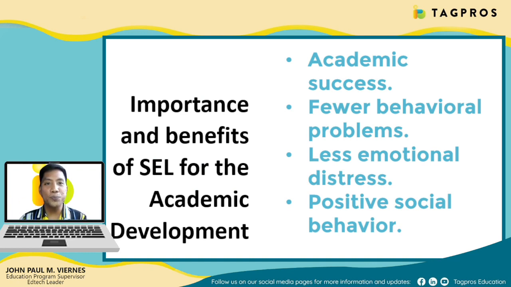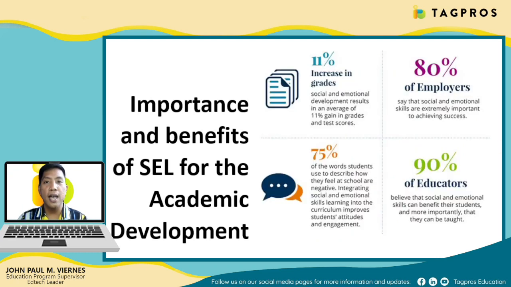So, now, for the importance and benefits of SEL, or social emotional learning, for academic development: developing stronger social emotional skills actually improves the academic performance of students. The soft skills we mentioned earlier that students develop through SEL are shown to improve their attitudes towards school, and as a result, increase their performance in the classroom. When students know that their feelings will be heard and respected, it will be easier for them to relax and focus at school. So here are its importance: academic success, fewer behavioral problems, less emotional distress, and positive social behavior.